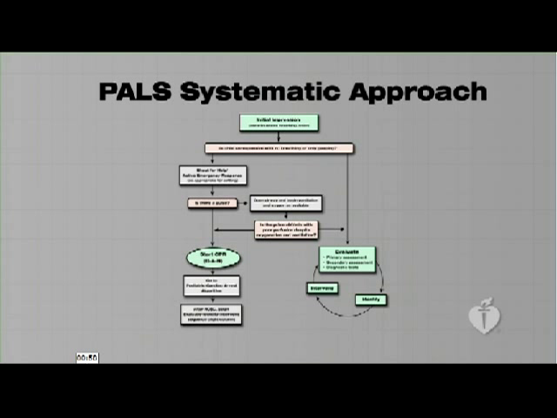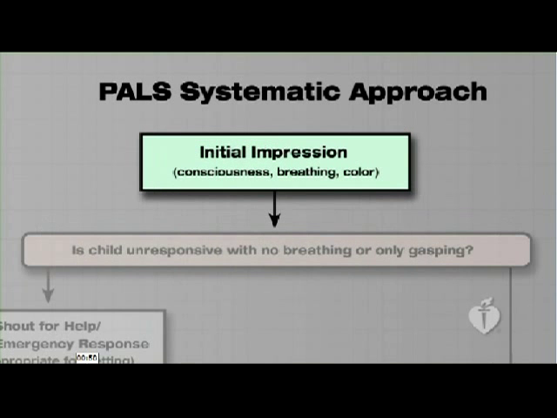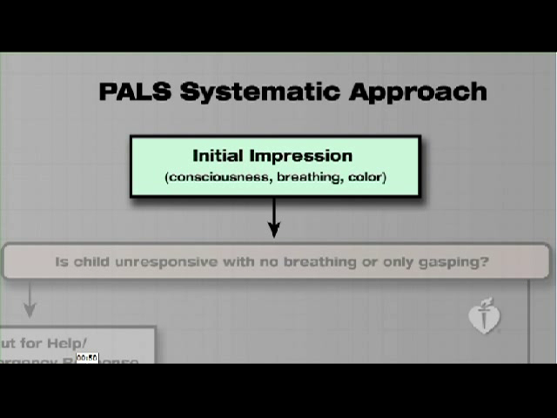The best approach to caring for a seriously ill or injured child is a systematic one. The purpose of this organized approach is to enable you to quickly recognize signs of respiratory distress, respiratory failure, and shock so that you can provide life-saving interventions. Your first step is the initial impression. Here's an example of how it works.